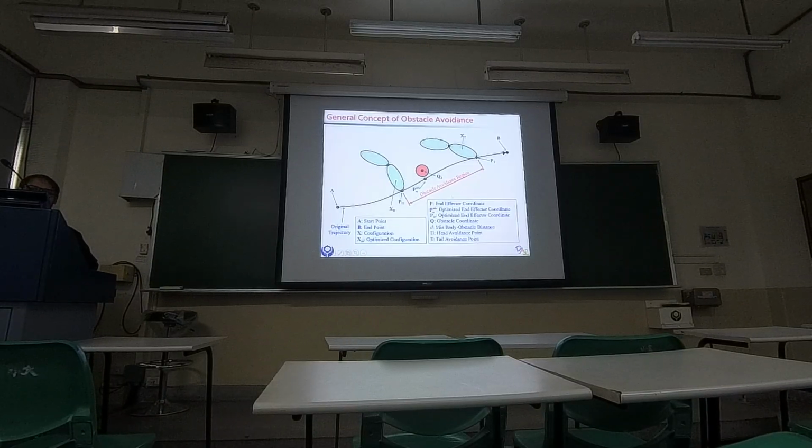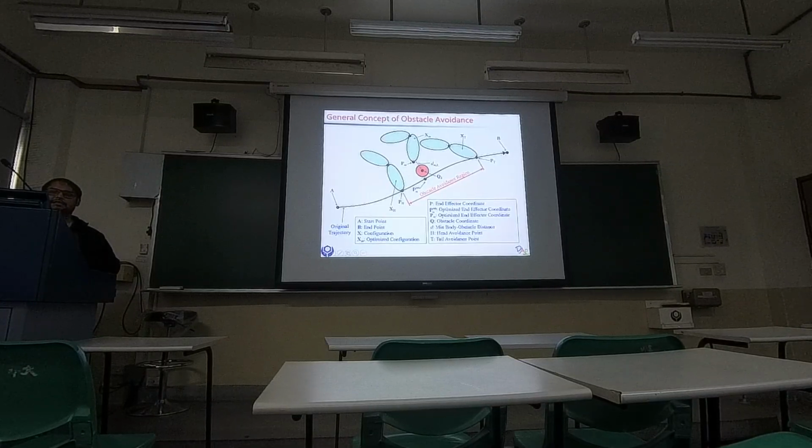So our main focus area is the obstacle avoidance region. This is the original trajectory. In the case of obstacle avoidance, this head point has to move to this point in order to avoid the obstacle. And this is the optimized configuration which the effector has to obtain.